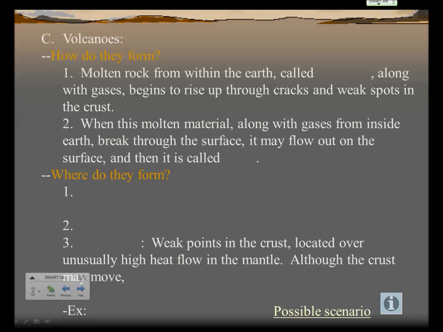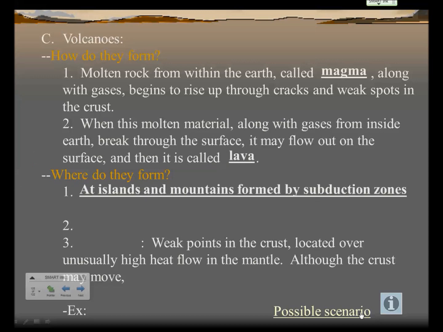First of all, volcanoes, how do they form? Well, we've been learning about this a little bit throughout the unit, especially when we were covering plate boundaries. But molten rock within the earth, you guys know this stuff, called magma, along with gases, when it rises up through the cracks and weak spots in the crust, it forms volcanoes. And when this molten material with gases from inside the earth breaks through the surface, it flows outside and then is called lava.